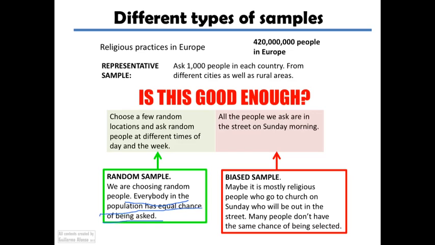If we don't do it random, again, we have a biased sample, and this is where people are cheating. This is when people say, okay, you know what, I'm going to ask about religious practice in Europe, I'm just going to ask Sunday morning. And guess what? Well, what happens Sunday morning? Well, there's church. So people who go to church are going to be the people who are more often asked. And people who don't go to church might not be out in the street. And therefore, that's a biased sample and not a random sample. So you have to understand that a random sample is a better sample than a biased sample. And those are the different types of samples that we have.